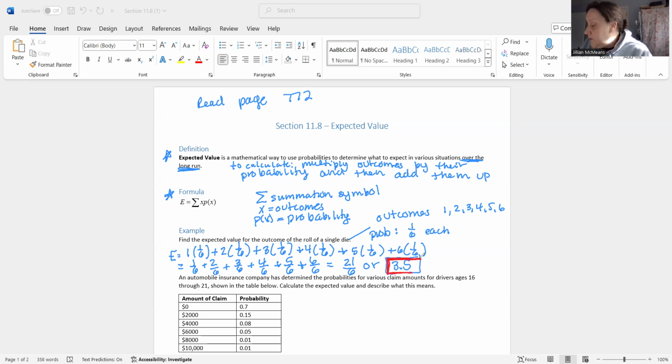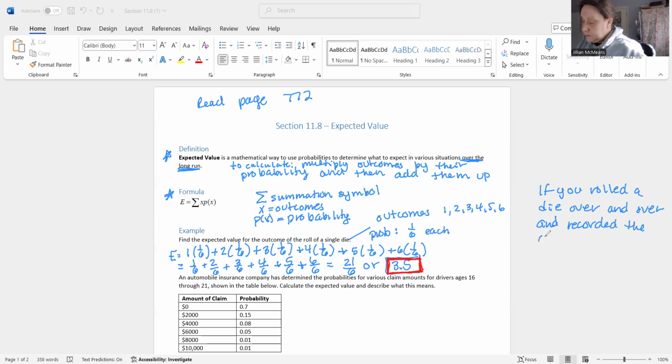This 3.5 right here is the expected value, okay? So what this means is if you rolled a die over and over and recorded the outcome. So basically the outcome being what does the die land on each time you roll it.